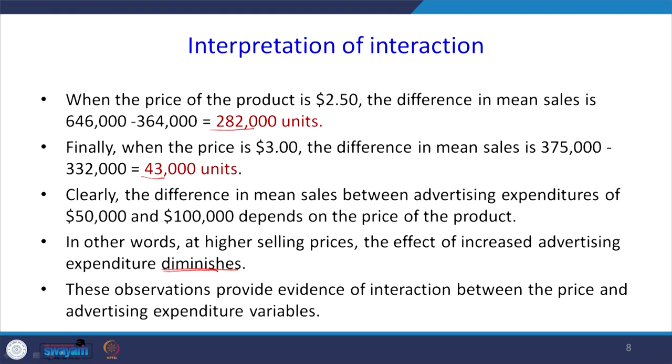What has to happen? When the price increases and the advertising expenditure also increases, the sales have to increase, but instead of increasing, they start decreasing. So, the effect of expenditure diminishes. These observations provide evidence of interaction between the price and the advertising expenditure variables.